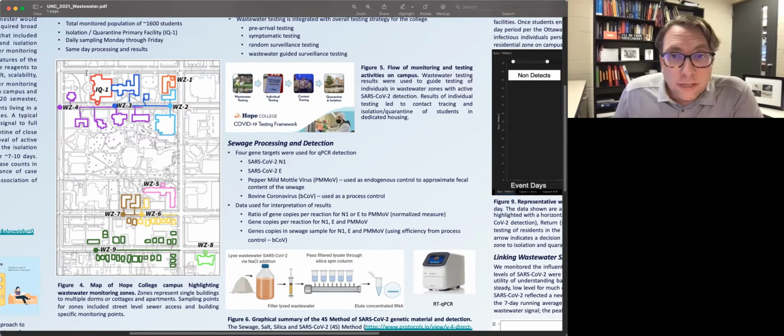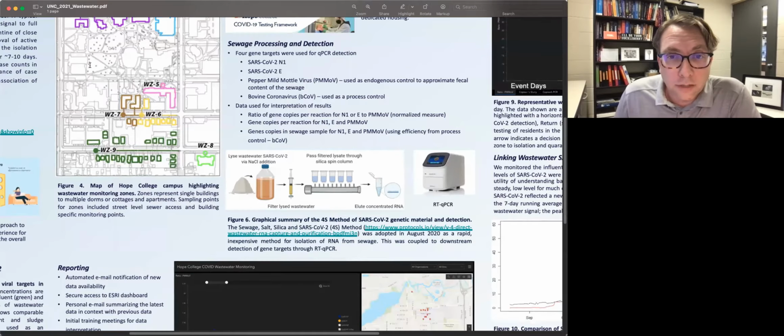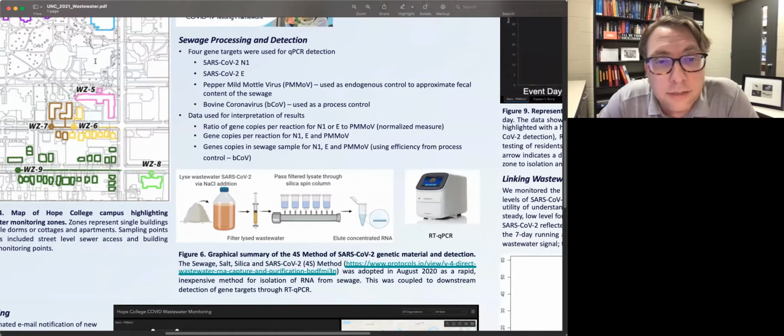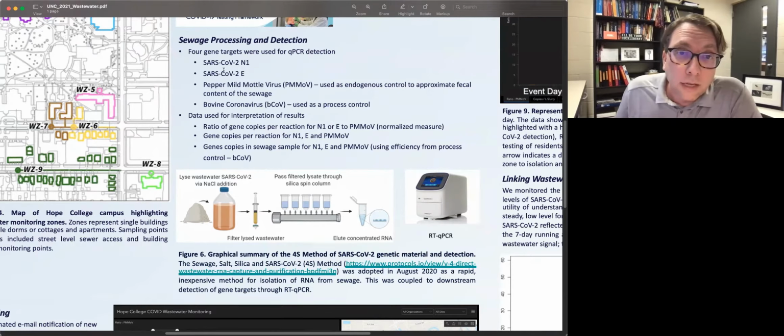The method that we decided to use was called the 4S method, and it allowed us to quickly process sewage samples by the addition of salt and ethanol, a pre-filtration, and then isolation of RNA with standard DNA RNA isolation columns. This method came out of UC Berkeley in mid-August, right at the time that we needed to make a decision about what kind of process to use. This was then coupled to downstream qPCR, where we targeted 2 genes, SARS-CoV-2 N1 and the E gene.